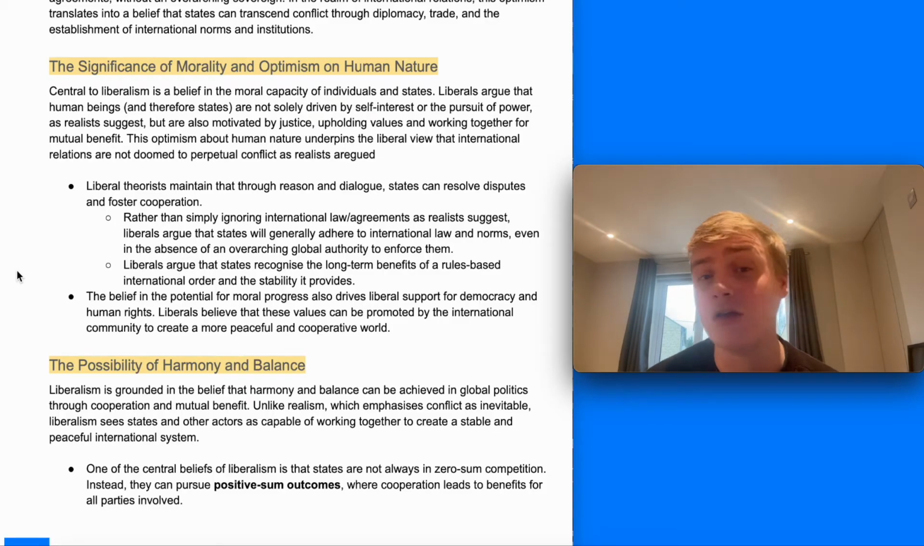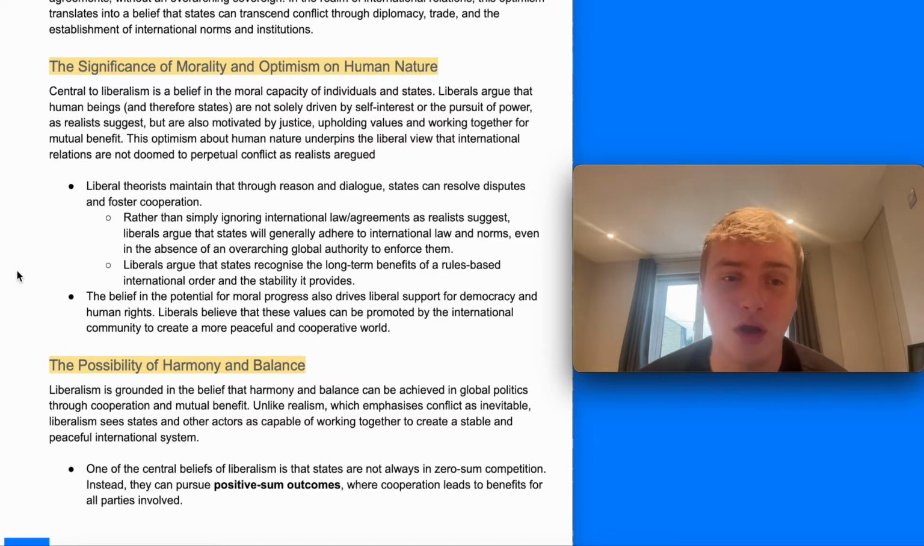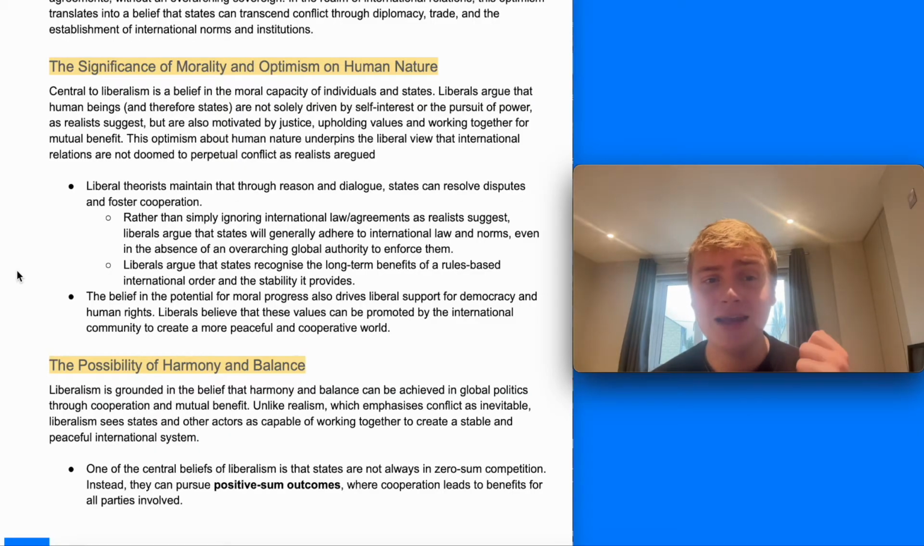So rather than simply ignoring international law and agreements, which realists argue that states do, and realists argue that these agreements really have no impact and states just do what they want anyway, liberals argue that states generally adhere to international law, even in the absence of a global police force to enforce it. And they argue that states recognise the long-term benefits of a rules-based international order and the stability it provides. This belief in the potential for moral progress also drives liberal support for democracy and human rights. They believe that these values can be promoted by the international community to create a more peaceful and cooperative world.